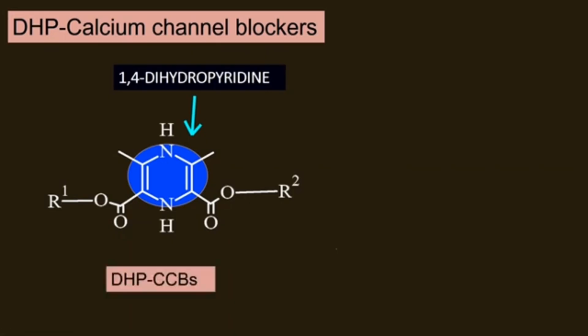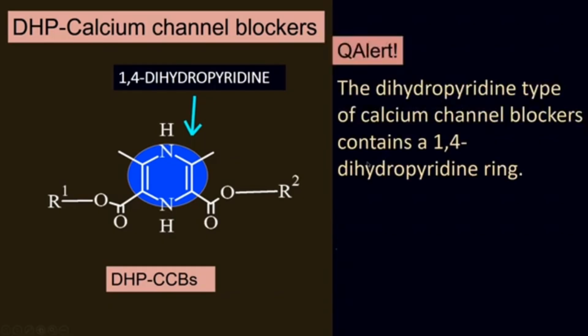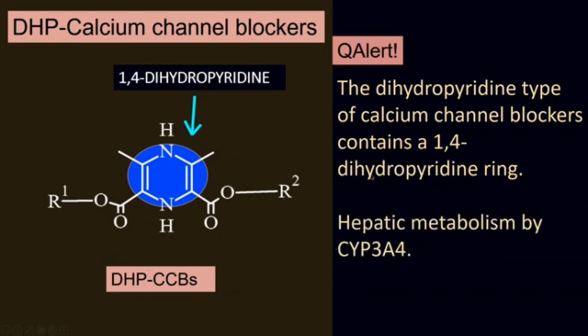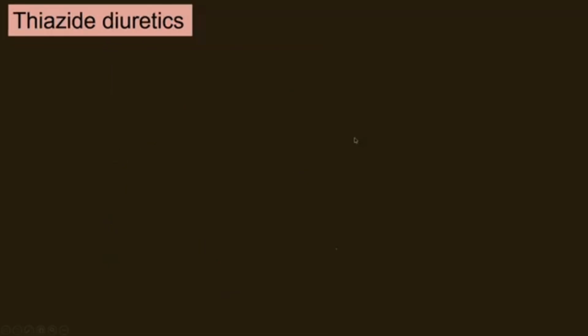So this is a common structure of all dihydropyridine ring, whereas there are substituents attached to them, or various different groups, that make them different types of dihydropyridine calcium channel blockers, which is like amlodipine, nifedipine, felodipine, etc. So here, dihydropyridine calcium channel blockers contain 1,4-dihydropyridine ring. And also they undergo hepatic metabolism, therefore they do have a serious interaction with CYP3A4 inhibitors.